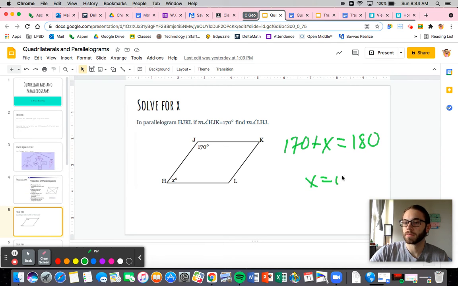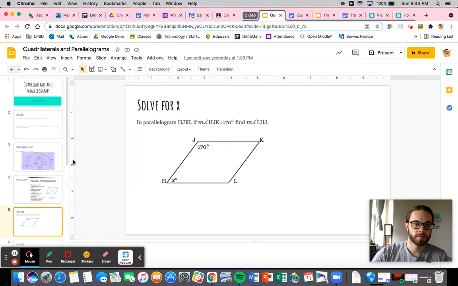So x equals 10. Simple enough. Let's do another one.